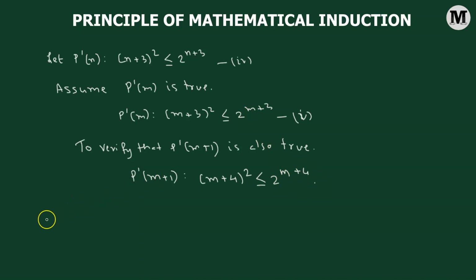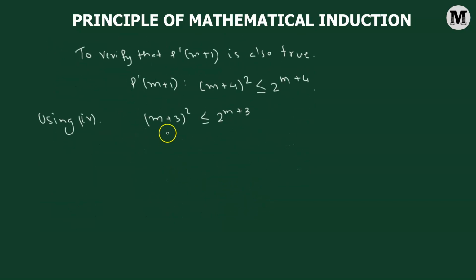Okay, now using statement number 4, since 4 is a true statement, we have (m plus 3) whole squared less than or equal to 2 raised to the power of m plus 3. Fine. Now we are going to expand (m plus 3) whole squared. That gives us m squared plus 6m plus 9, which is less than or equal to 2 raised to the power of m plus 3.